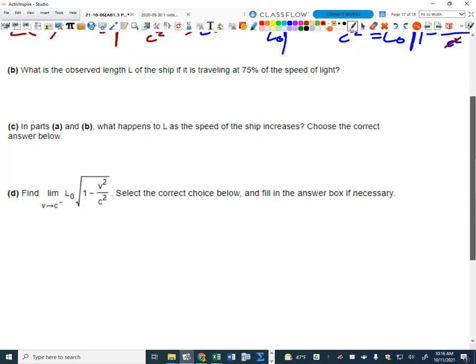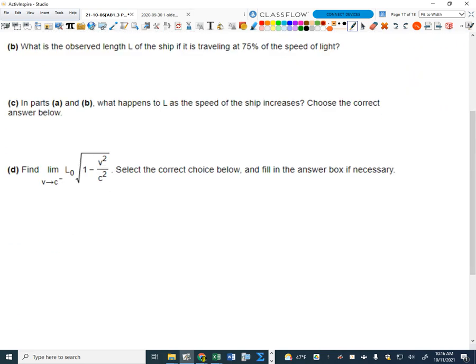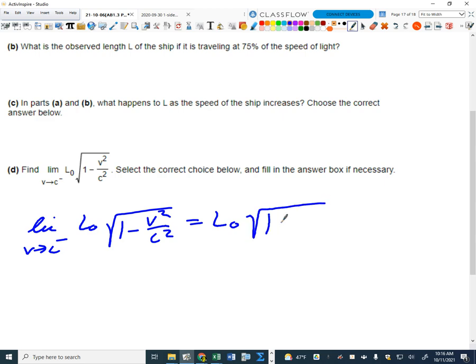So what happens then? We've got our function up here. We want to find the limit of L naught times the square root of 1 minus v squared over c squared as v approaches c from the left. Well, we can evaluate this, right? This is a constant, agreed? Square root of 1 minus, if v is approaching c from the left, this is looking like c minus squared, agreed?